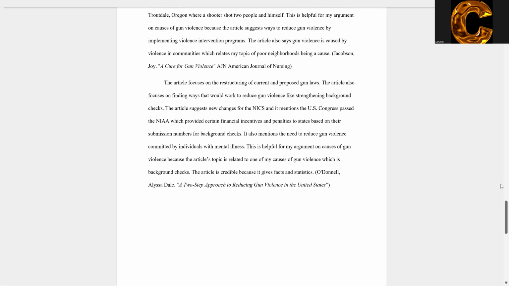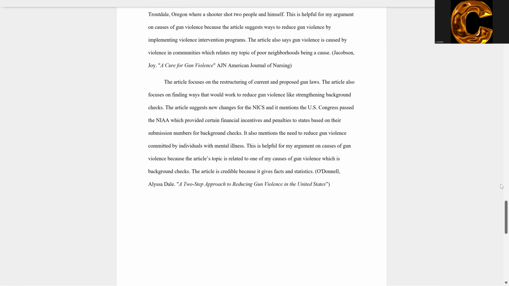The article focuses on restructuring of current proposed gun laws. The article also focuses on finding ways that work to reduce gun violence, like strengthening background checks. The article suggests new changes for the NICS. It mentions U.S. Congress passed the NIAA, which provided certain financial incentives and penalties to states based on their submission numbers for background checks. It also mentioned the need to reduce gun violence committed by individuals with mental illness. This is helpful for my argument on causes of gun violence because the article's topic is related to one of my causes of gun violence, which is background checks. The article is credible because it gives facts and statistics.